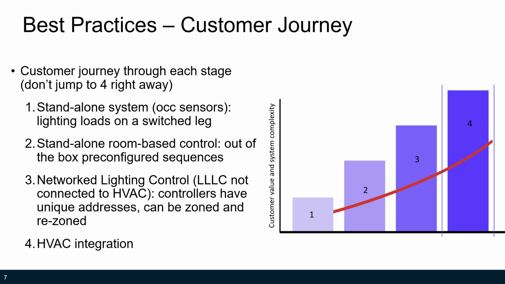Advanced planning allows for today's standalone room-based control scenario to be upgraded later to a network lighting control system or even integrated to include real-time monitoring and control of both lighting and HVAC systems.